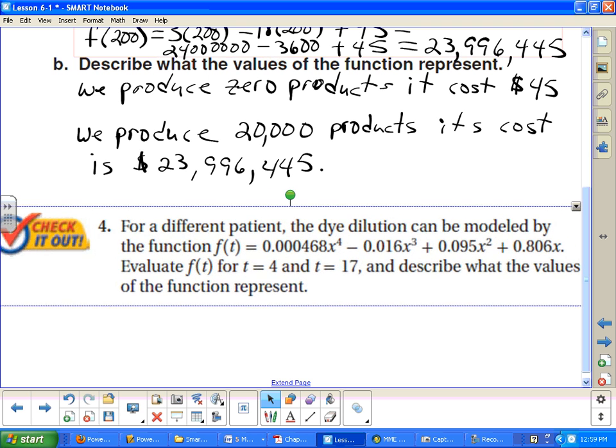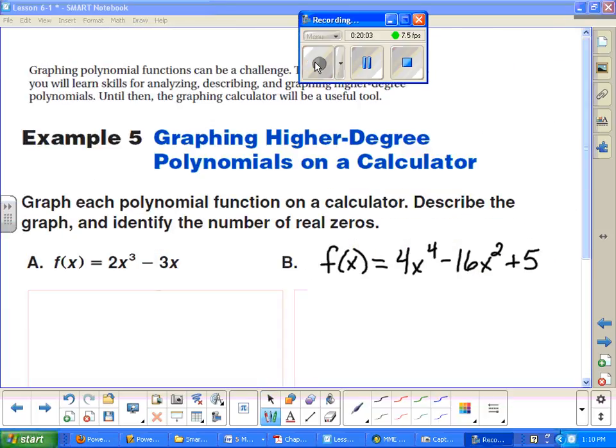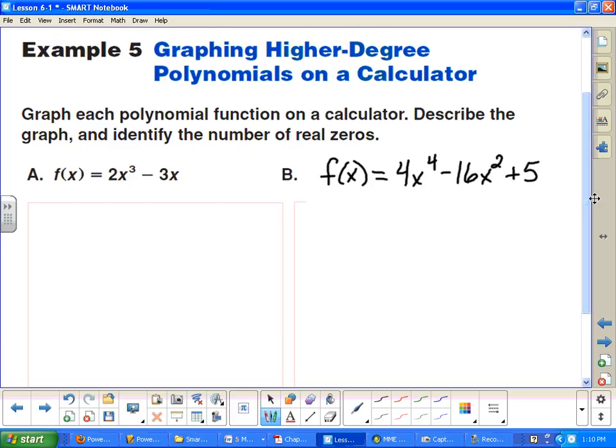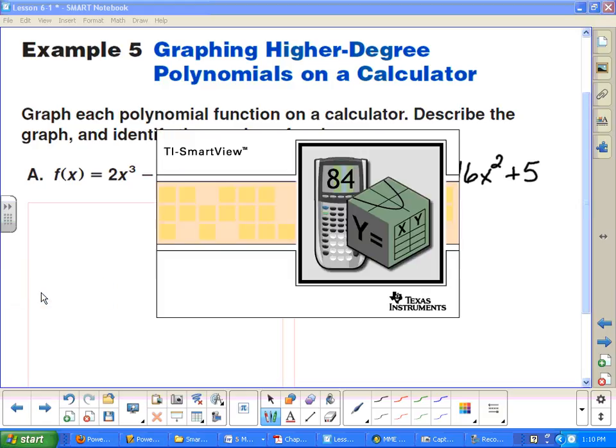All right, so do this one for me. Okay, everybody got a graphing calculator in front of them? Okay. All right, all we're going to do is look at graphing polynomials on your calculator and describing what happens and identifying how many real zeros there are. Okay. So how do I know if it's a real zero or not? If something is a real zero? If it crosses or touches the x-axis, it's going to be a real zero.